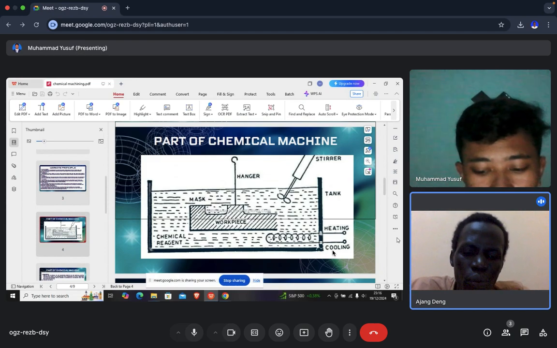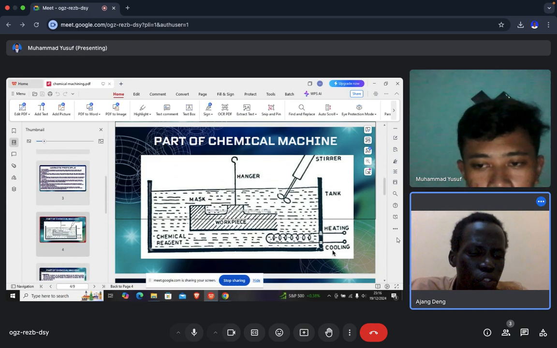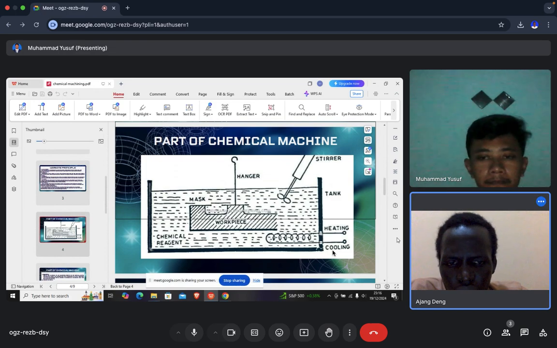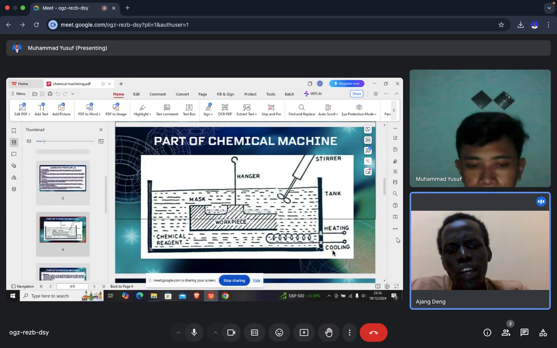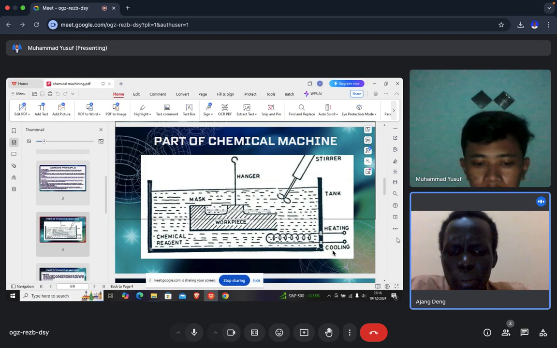We have the tank, which is the storage system of the workpiece, all chemical reagent, and other parts of the reaction process or reaction mechanism of the system. Next.